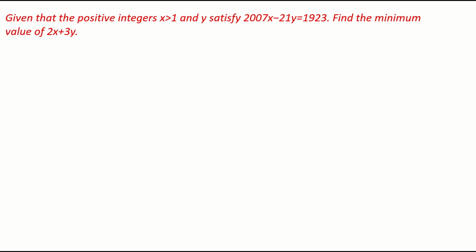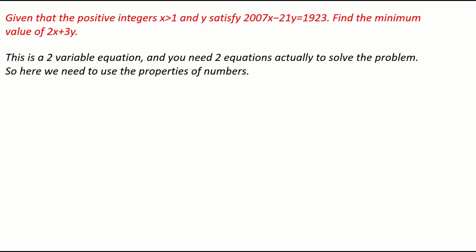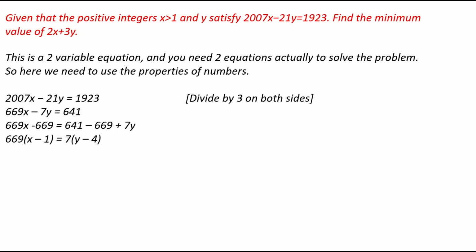If you see here, there is only one equation given, and it's a two variable equation, right? Normally, to solve a two variable equation, you require two equations. So now we have to use the properties of numbers here to get to 2x plus 3y. Okay, let's see how to do this. 2007x minus 21y equal to 1923.